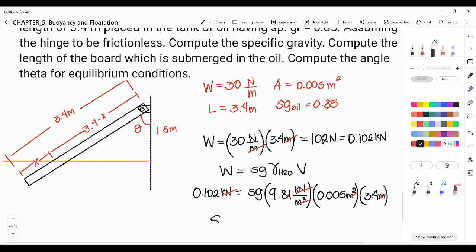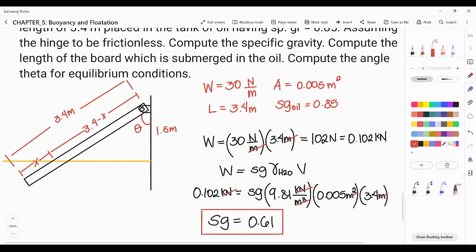Simply, our specific gravity of the board is equal to, let's use 2 decimal places na lang, approximately 0.61. Yan, pindutin nyo lang sa calcu. 0.102 divide 9.81 divide 0.005 divide 3.4. So, ito na yung una nating sagot for the specific gravity. Tapos, may pinapahanap pa sa ating. We are also asked to find the length of the board which is submerged in the oil.